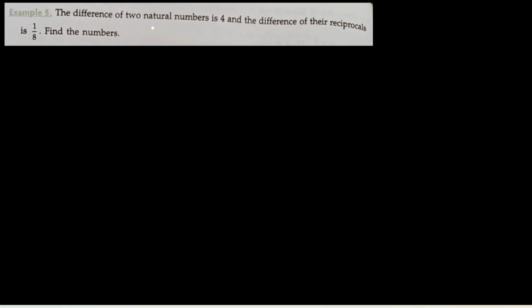The difference of two natural numbers is 4 and the difference of their reciprocals is 1 by 8. Find the numbers. Again, this type of question we have done. Two natural numbers are there. Whatever we have to find, like I have told you, we can assume as unknown variables. So let the numbers be x and y.